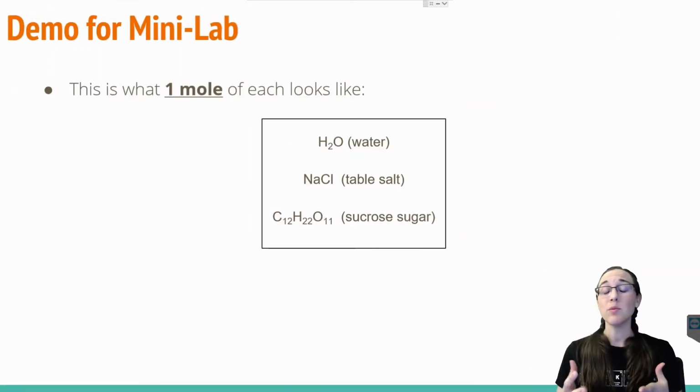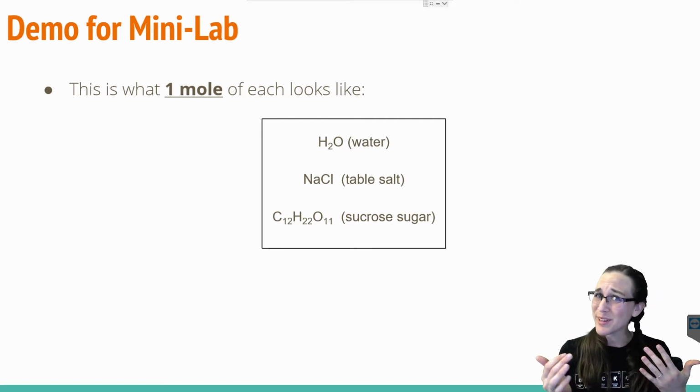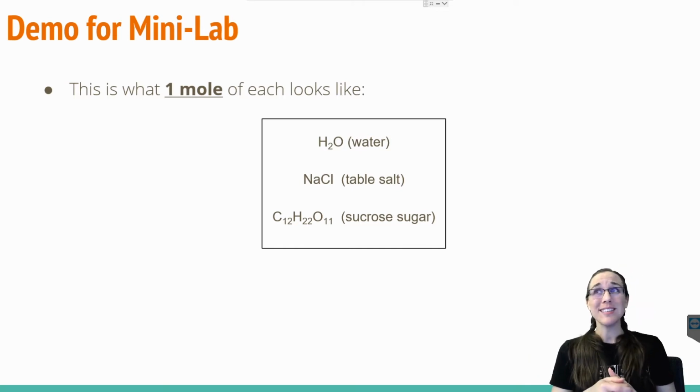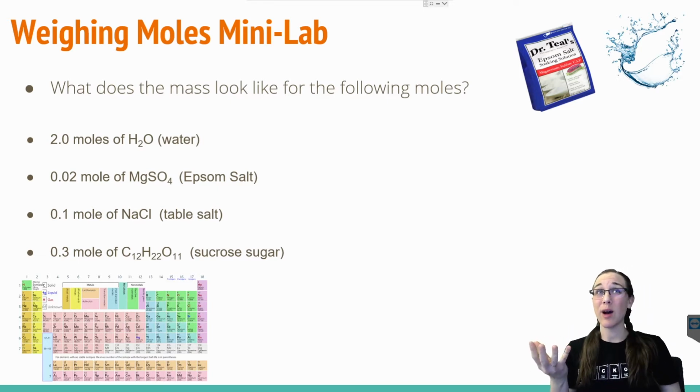So now that you've seen what a mole looks like, let's do some calculations using dimensional analysis, everyone's favorite, obviously, and figure out what different amounts of moles look like for the same kinds of chemicals. So for this little mini at-home lab that we're doing here, we want to know what the mass would look like for the following value of moles. So if I wanted to weigh out 2 moles of water, what would that look like? 0.02 moles of MgSO4, which is your Epsom salt, which is just plain old Epsom salt.